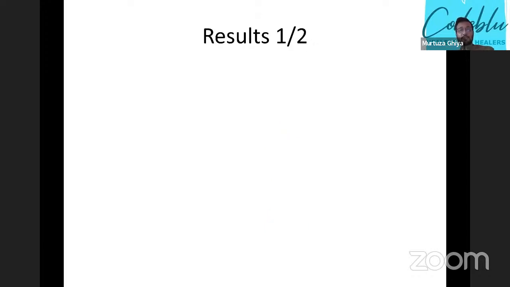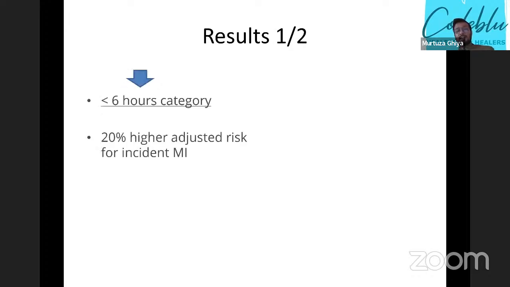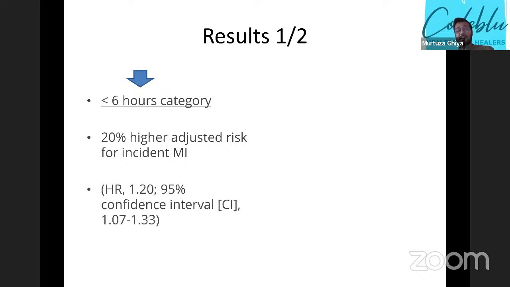Okay, so these are the three groups. Now let's look at the first result that they came out with. The undersleepers who slept less than 6 hours had a 20% higher risk for incidental myocardial infarction. All right, the hazard ratio, as you can see, is 1.2, which is significant, and so is the confidence interval.